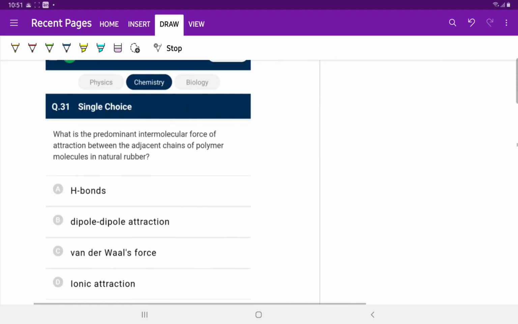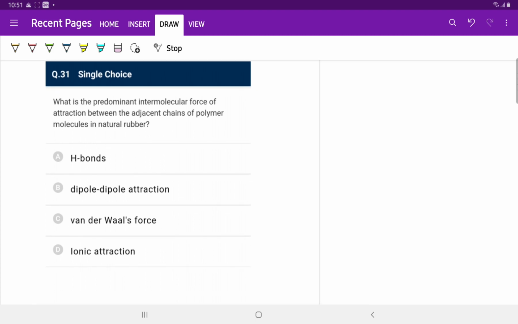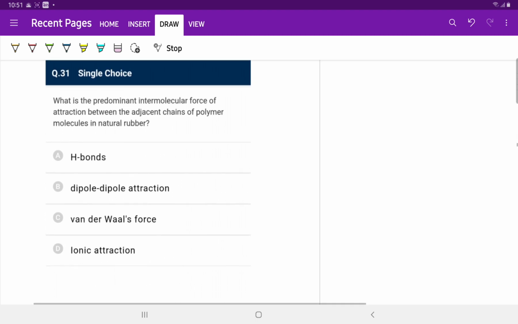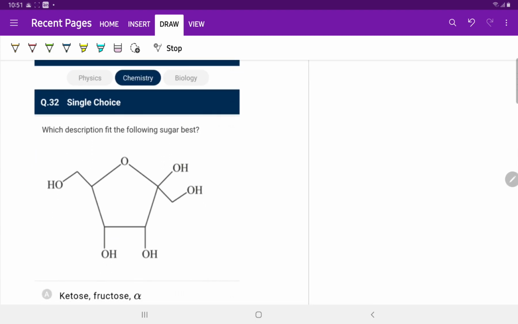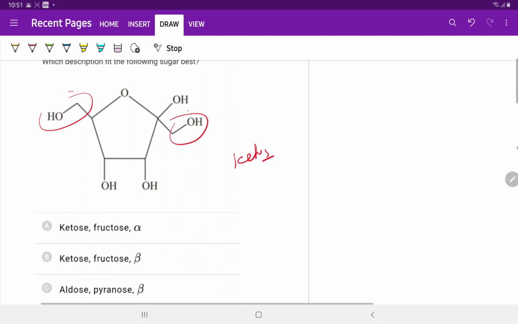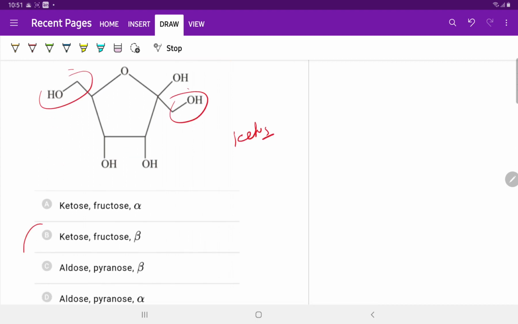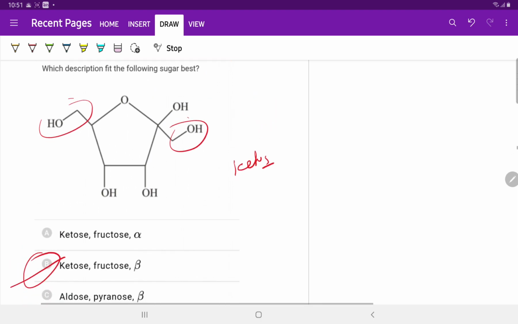For question number 31, what is the predominant intermolecular force of attraction between the adjacent chains of polymer molecules in natural rubber? This is a very easy question. Van der Waals force of attraction. Question number 32, which description fits the following sugar? This is a furanose sugar, so ketose sugar. For alpha or beta, the CH2 group is on the opposite side, so this is beta sugar and ketose. So answer B is correct for question number 32.